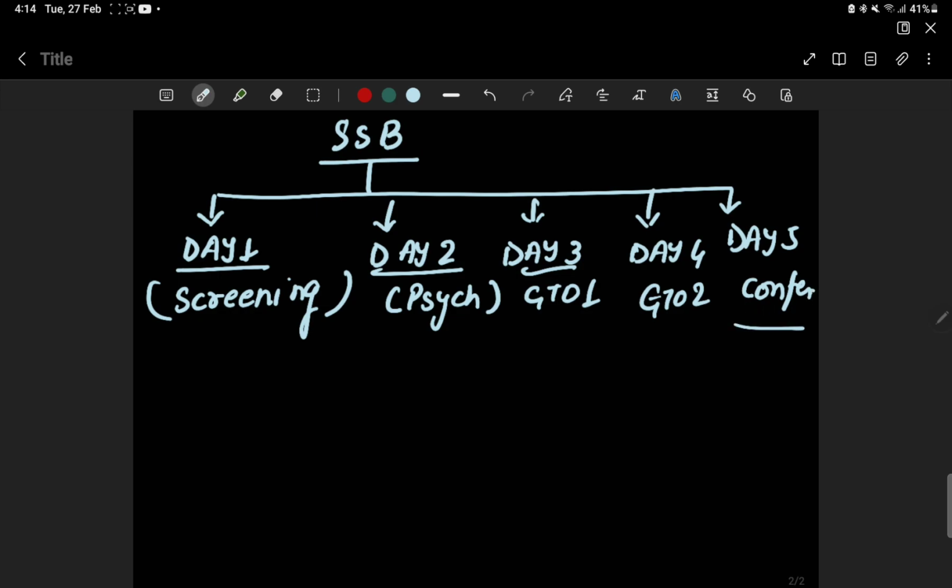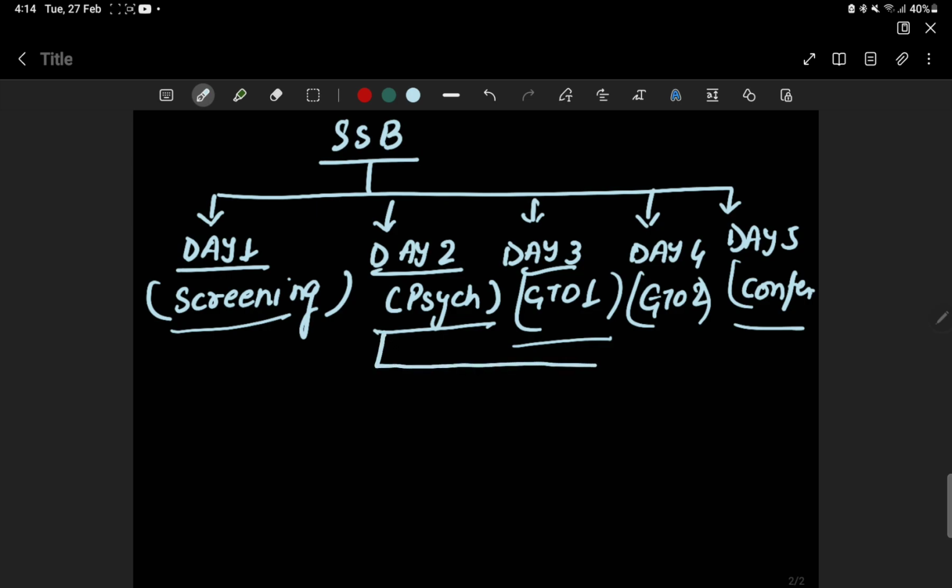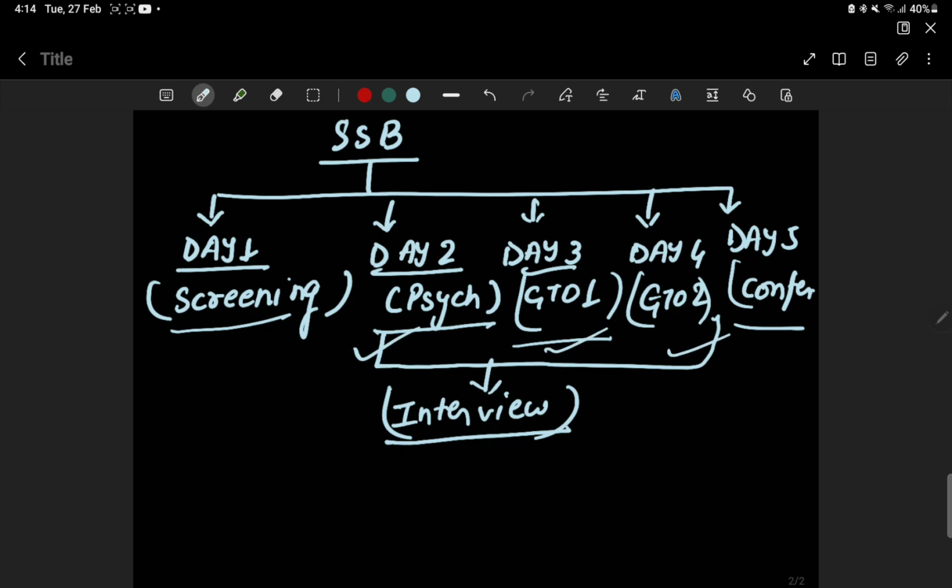So day 1 is your screening, day 2 is your psych test, day 3 is a GTO 1 day, GTO 2 day, and conference. And your personal interview can be scheduled any day starting from day 2 to day 4, because personal interview depends upon the number of people who got screened in and the availability of the interviewing officer. So the personal interview can be scheduled by the board on any of the days, be it on the second day, third, or fourth.